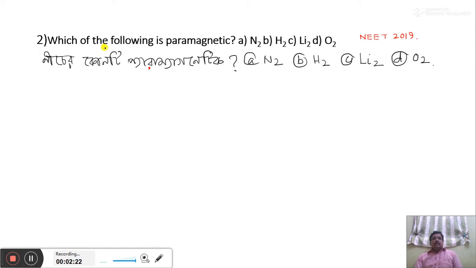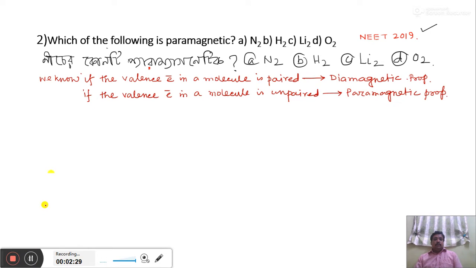My next question is, which of the following is paramagnetic? N2, H2, Li2 and O2. To solve this question, we know if the valence electrons in a molecule are paired, then it shows diamagnetic property. But if the valence electrons in a molecule are unpaired, then it shows paramagnetic property. To solve this problem, we write the electronic configuration of the following molecules.